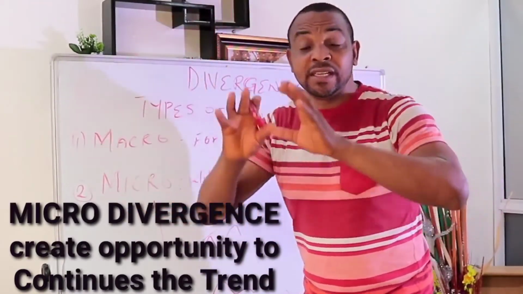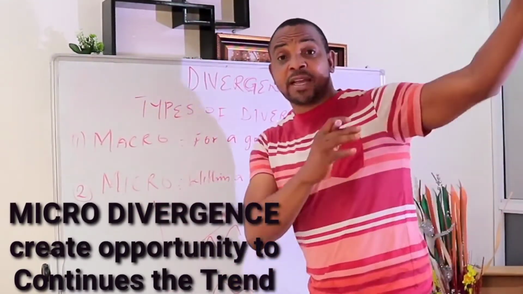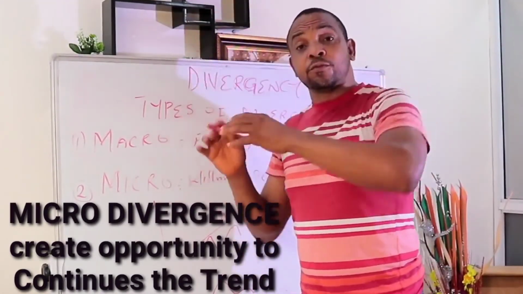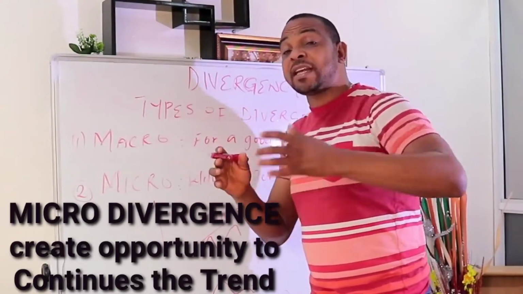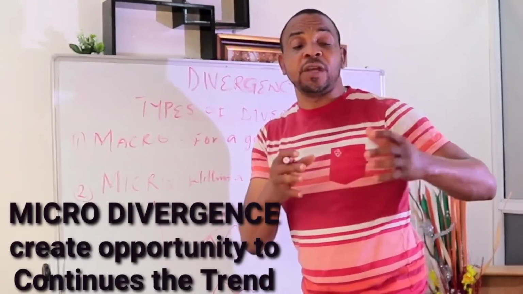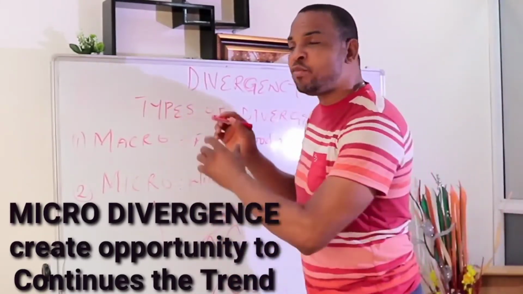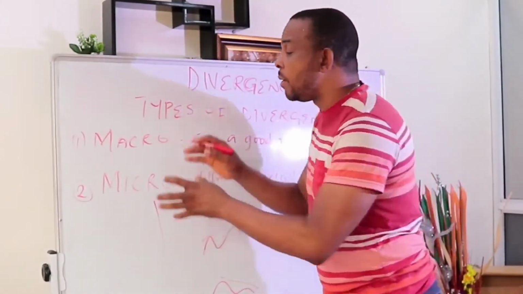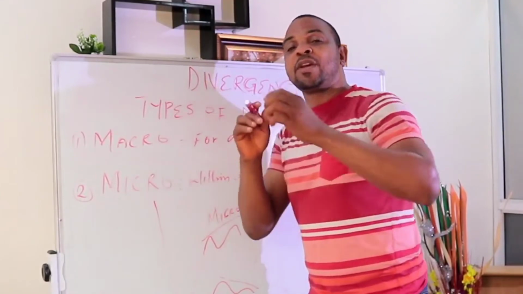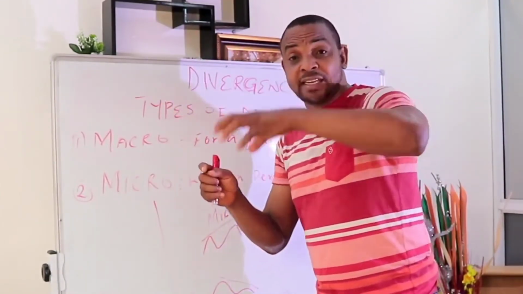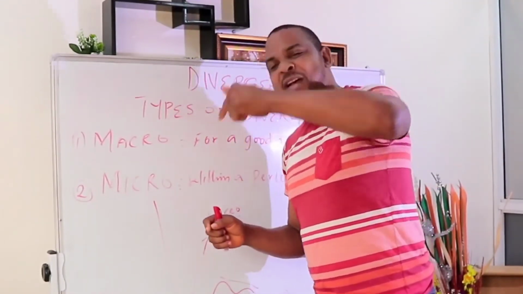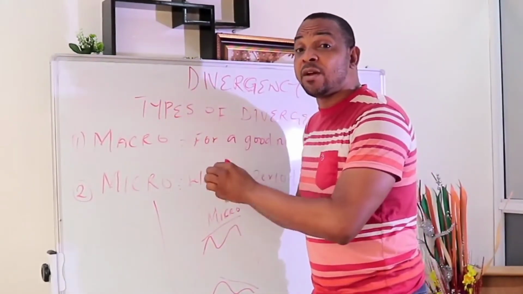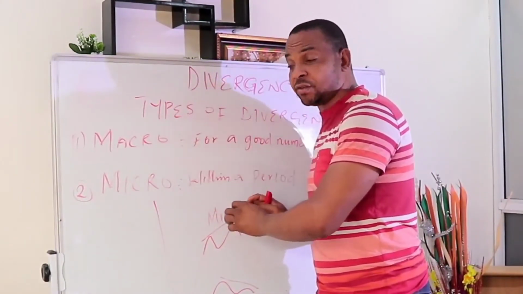When the market has been trending in a particular direction for a good number of days, and the moment you see divergence, that particular divergence is called macro divergence, because that divergence will cause reversal in the market. Causing reversal means that the market will no longer go in that direction. The market will now establish a new direction.